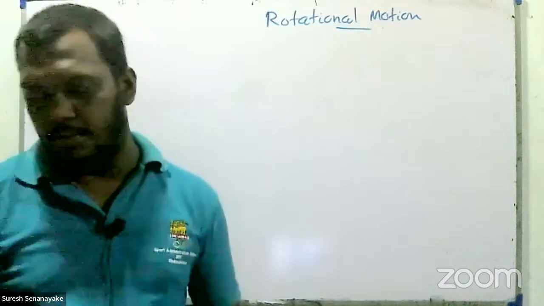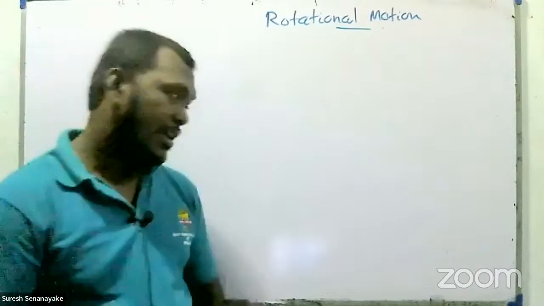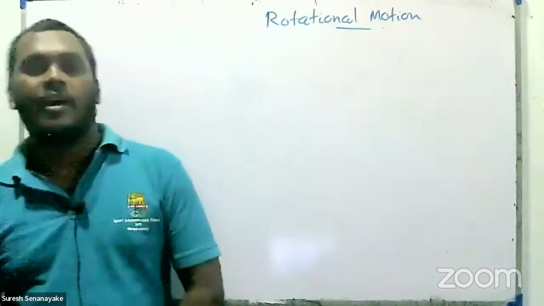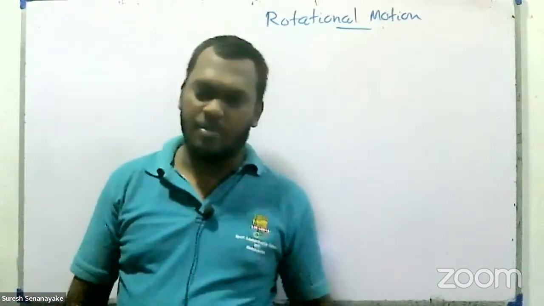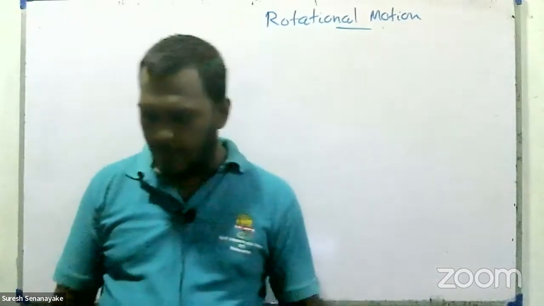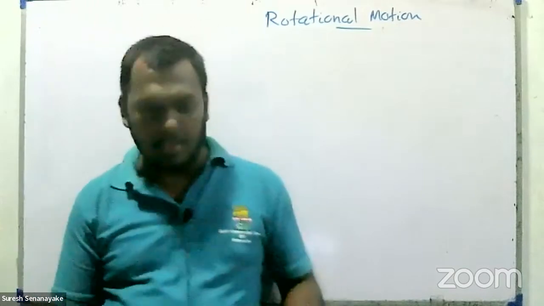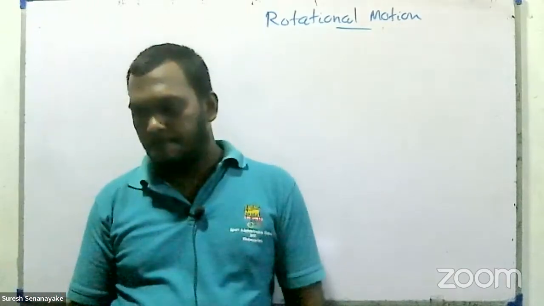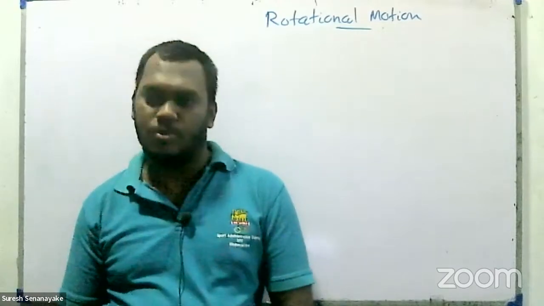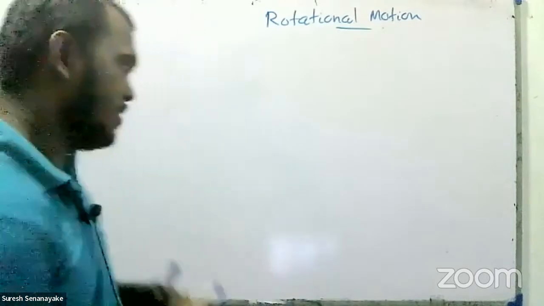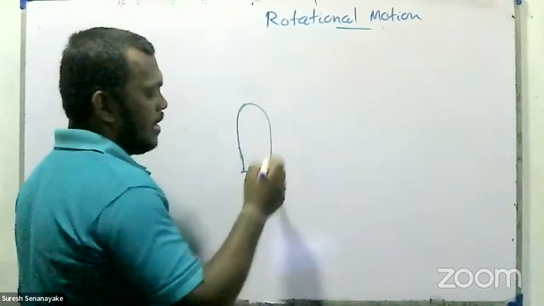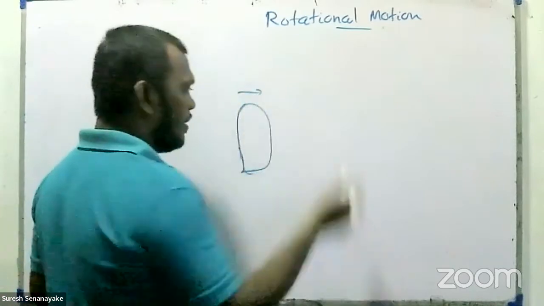Hi, rotational motion. You already know that there are different kinds of motion: translational motion and rotational motion. If different particles of the body undergo the same displacement when they are moving, we can consider it a translation. For example, say you have a body like this, and when it's moving, it may follow a curvilinear or linear path.